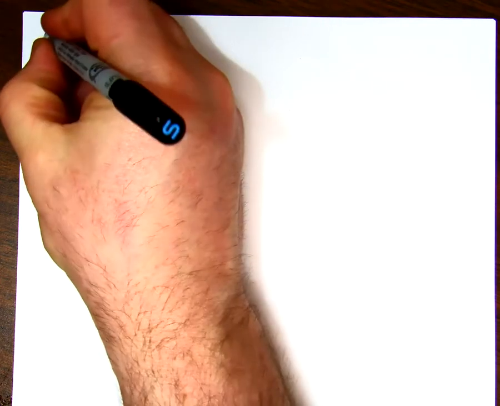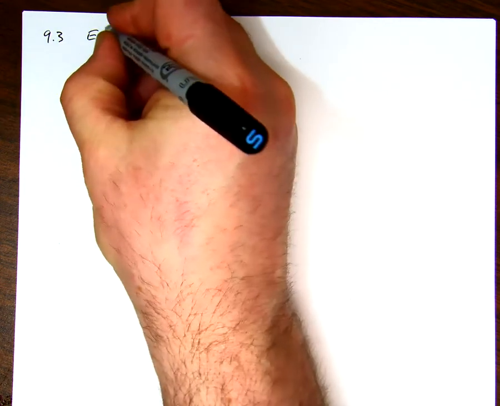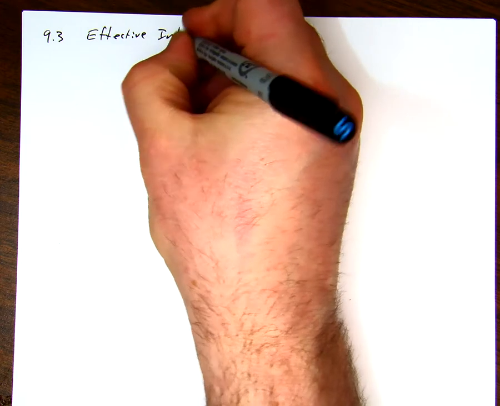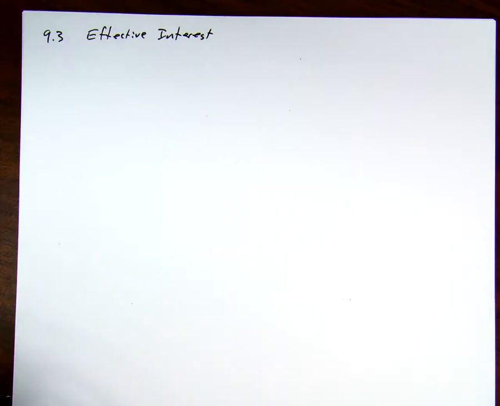Section 9.3, we're going to look at effective interest rates. What an effective interest rate is, it's the amount of interest that we would get annually if we only had compounding once per year after compounding.